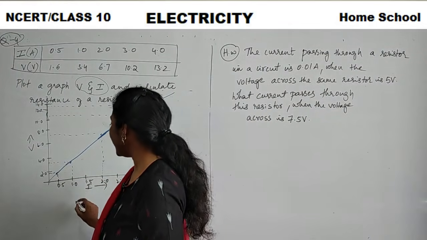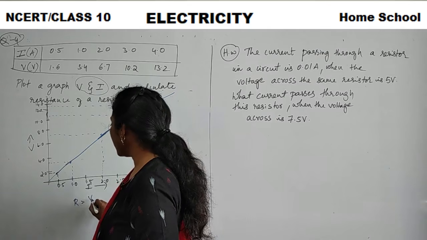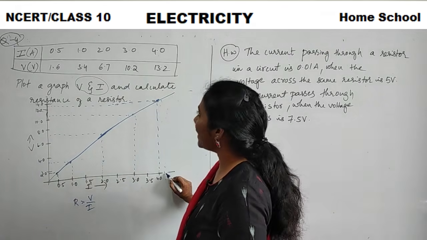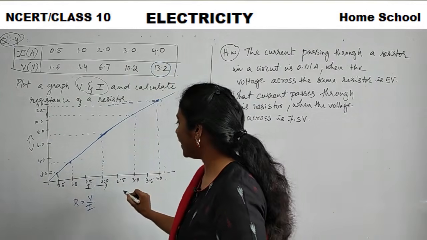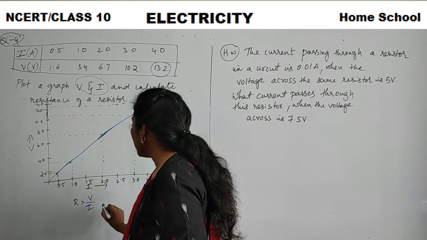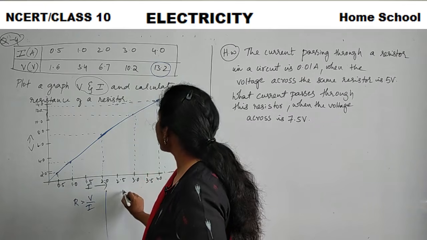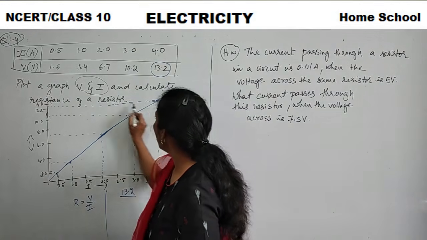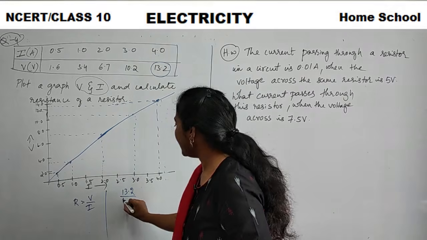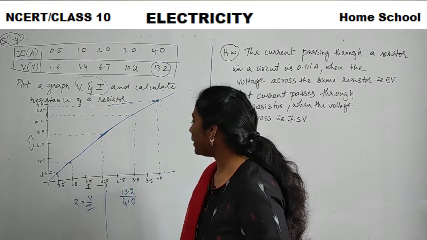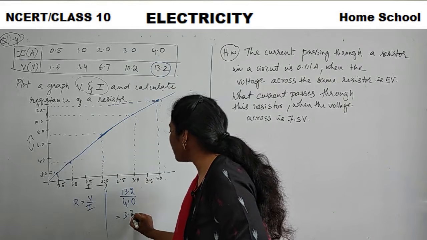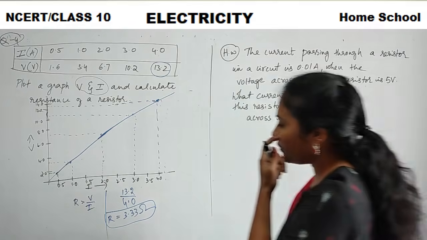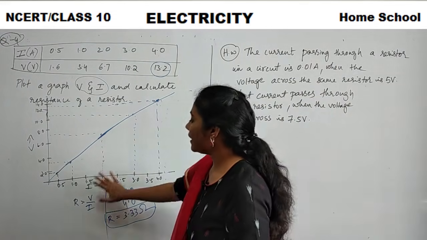Now you have to calculate resistance, that is R is equal to V by I. Okay, so any value of V you take, say let me take the last value, right? So here what I can calculate, V is 13.2 divided by, corresponding to 13.2, what is the I value? 4, right? So 13.2 divided by 4, how much you get? You get 3.33 ohms. So this is your R value. Clear, everybody? So this is how you have to calculate the resistance.